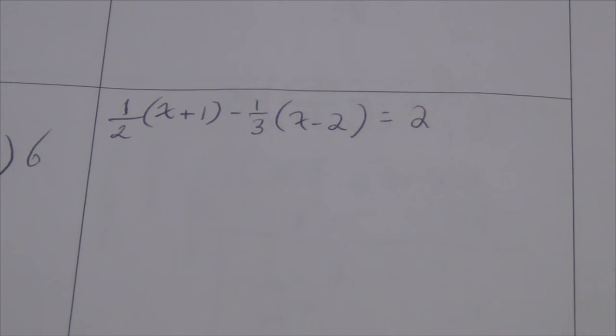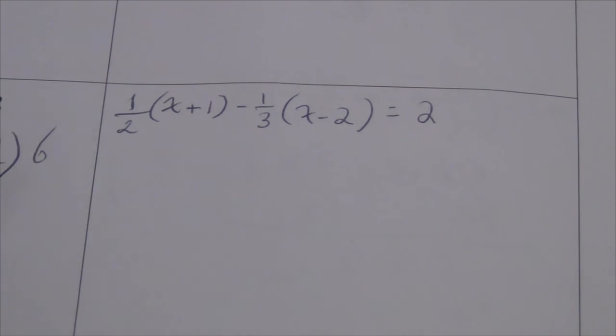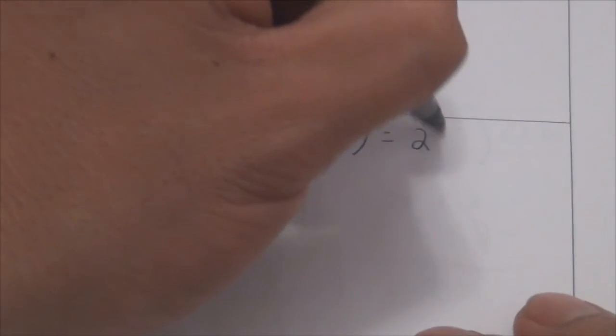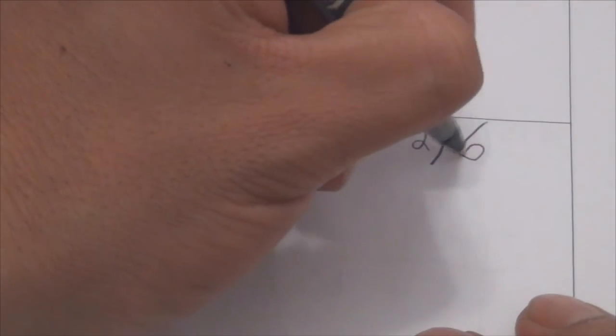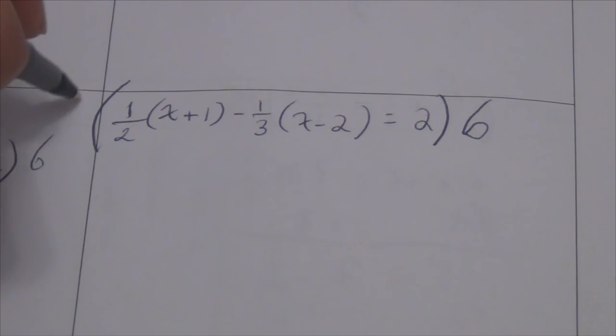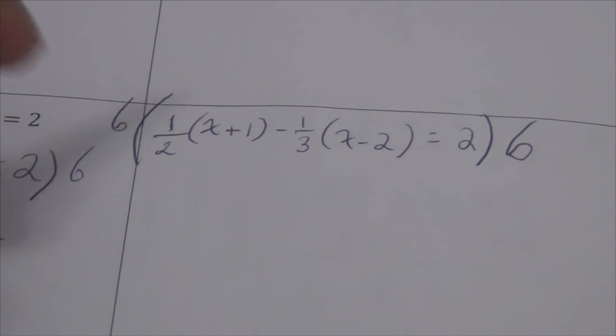All right. Okay. Instead of using the distributive property, I am going to use the fraction. So I'm going to multiply by the common denominator, which is 6. Okay? 6. Let's see what happens. It's gonna be fun. Let's see if this makes it easier.